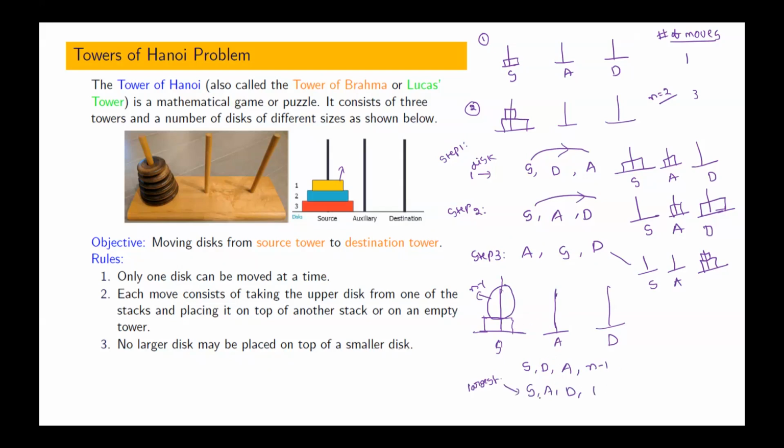Is that okay? Next step. What is the state? The largest disk is here at the destination, and here the n minus 1 disks are there. After this second step, it is like this.